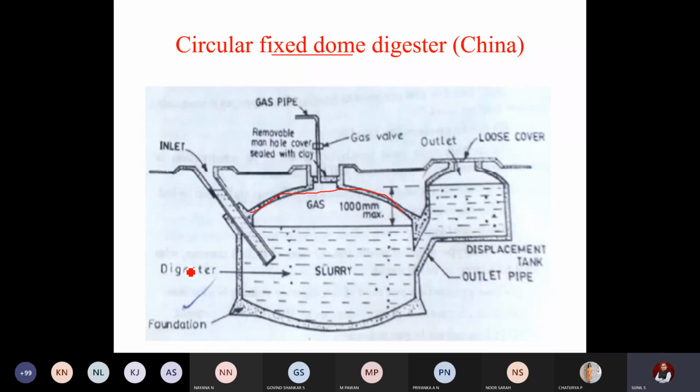Why fixed dome? In the previous case there was a metal drum which was floating, but here whatever gas collection unit is there is an integral part of the digester. So this complete portion is the digester. The gas collecting unit is an integral part of the digester, and that is why it is called a fixed dome. Here the dome will not float, it is always fixed. This design was first done by the Chinese, so it is also called the China model.